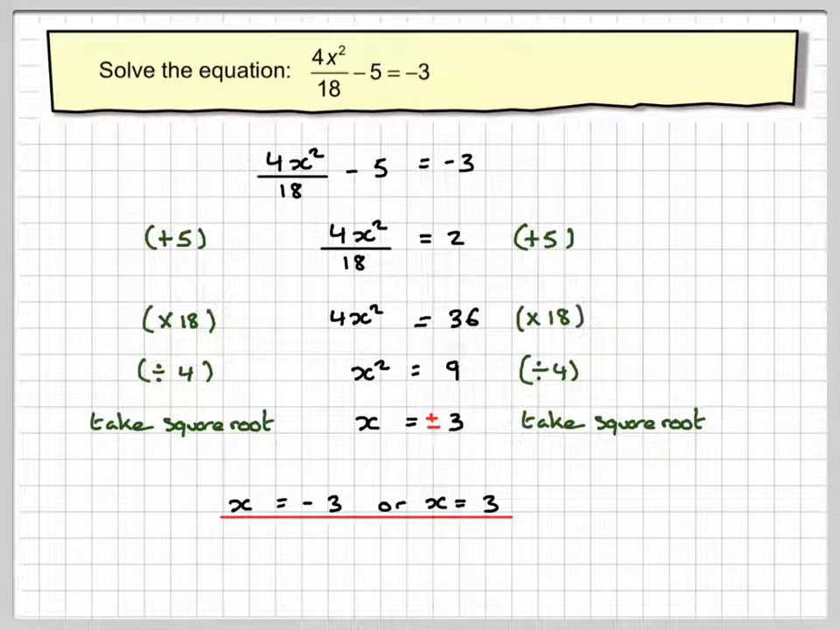So this has been a video to show you how to solve an equation which has a square in it and a fraction. I hope you've understood, and I thank you very much for watching.